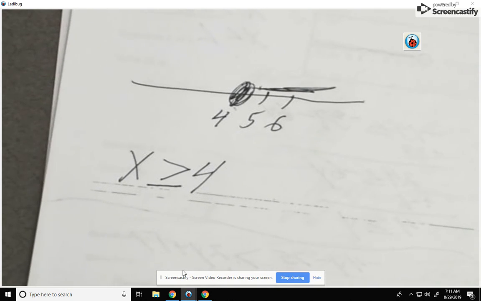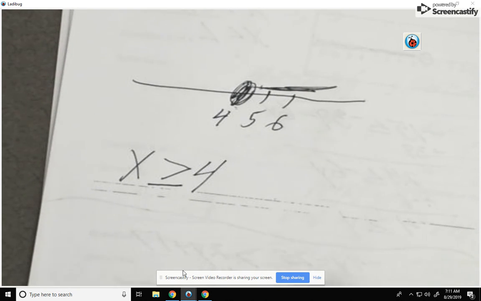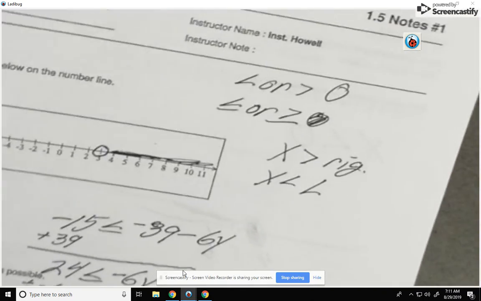Okay, so that is the notes for 1.5 inequalities.